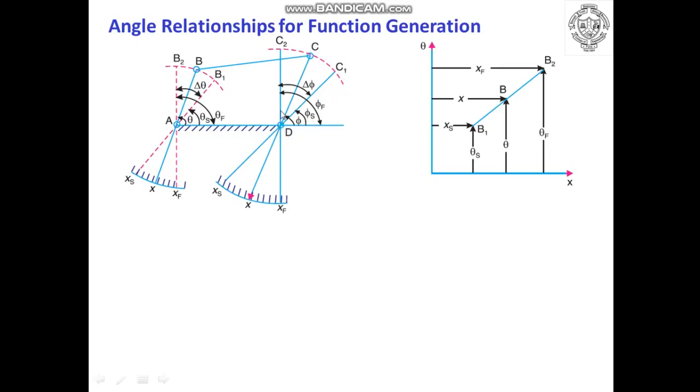The finishing position of the output crank is considered as DC2, which is inclined at phi f, and the one precision point is link CD, which is inclined at angle phi. So the respective positions of the input crank and output crank are shown here. The angular positions theta s and theta f are considered for the input crank, and phi s and phi f are considered for the output crank.